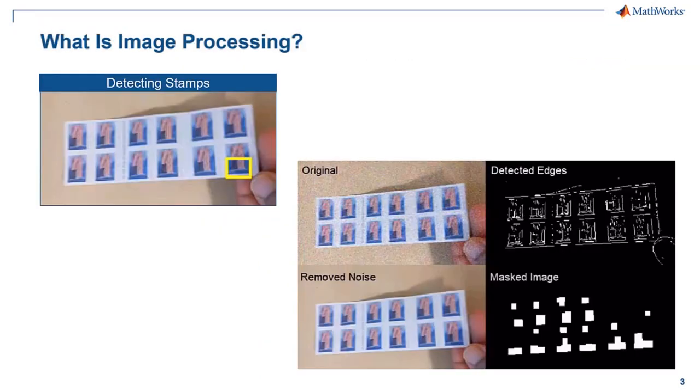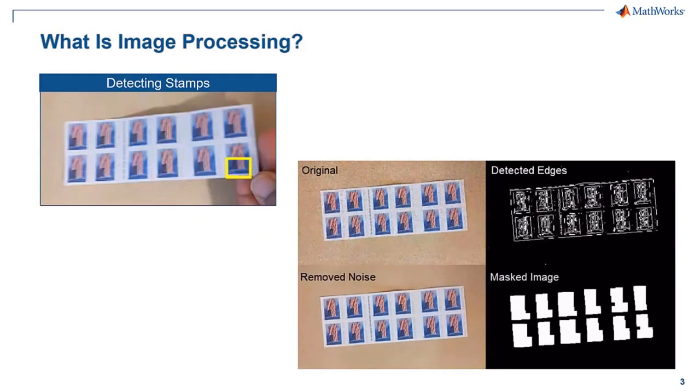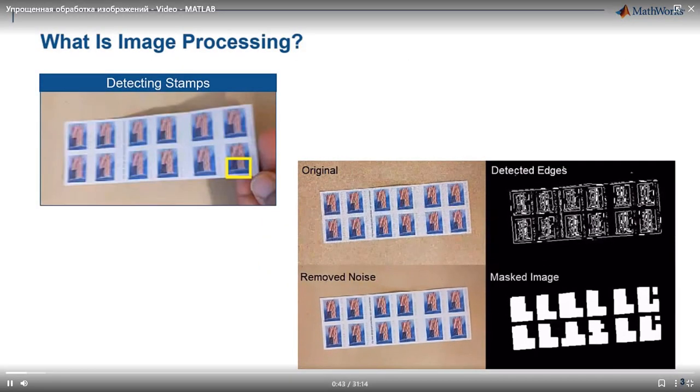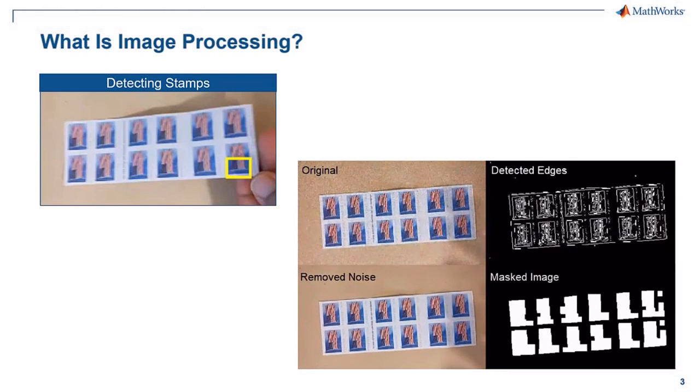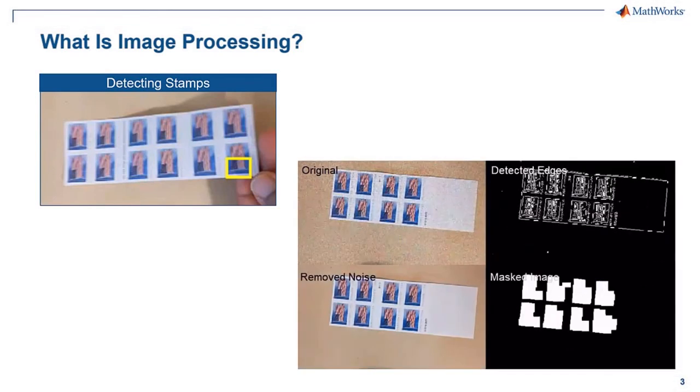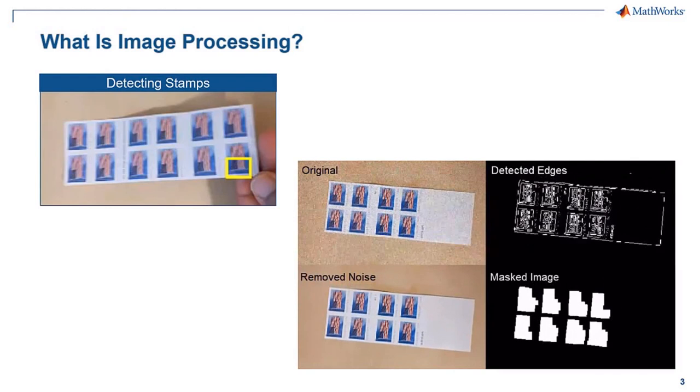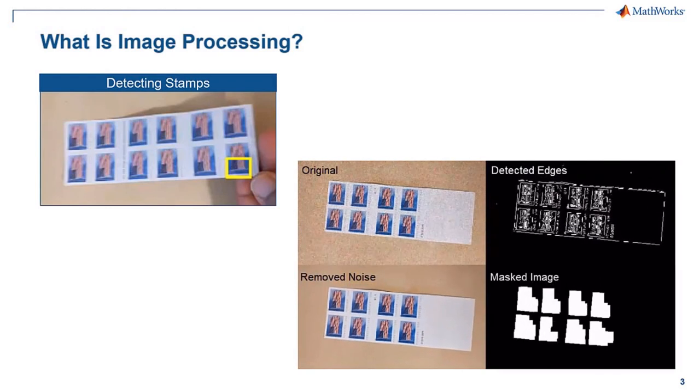So what is image processing? Image processing or digital image processing involves performing certain operations on an image in order to get an enhanced image or to extract some useful information from it before performing further analysis on it.